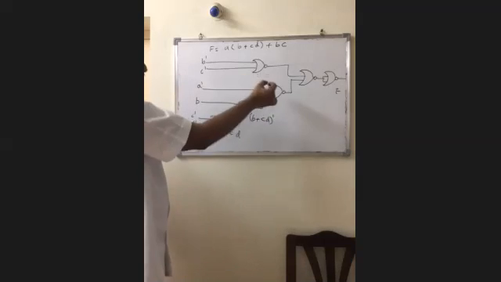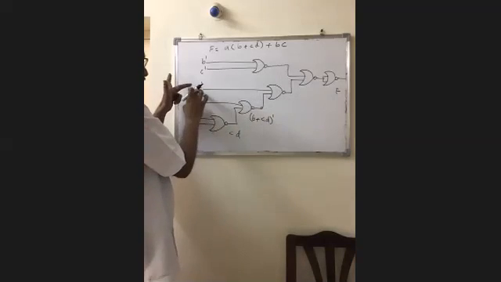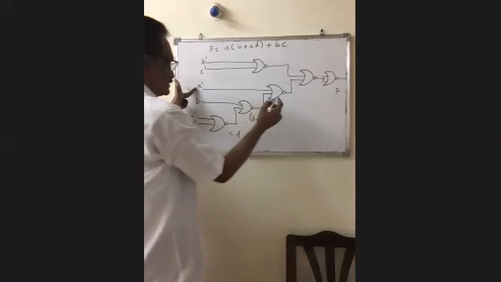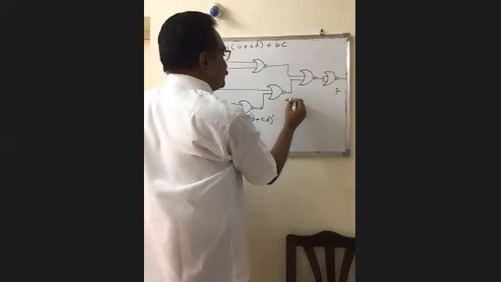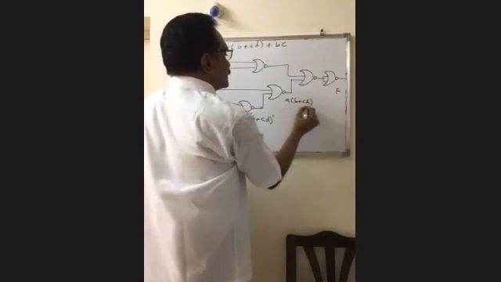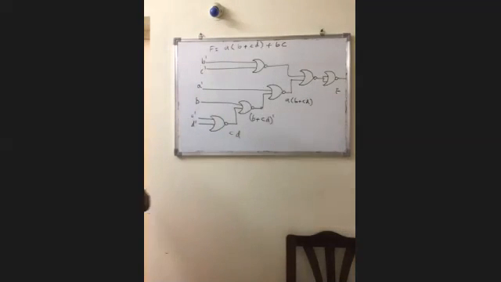So what is the output of that one? Product of complement of these two. So that is nothing but A into B plus CD. Output of this NOR gate.